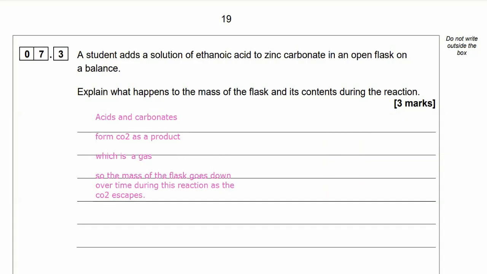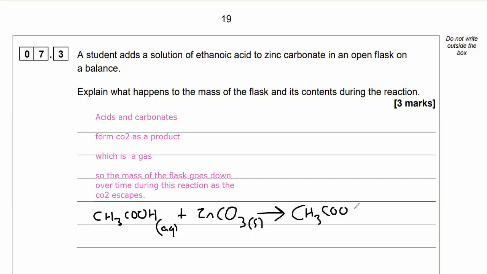And here is the equation for this reaction. Not that you need it to score the 3 marks. You just need what we've written there. So the equation is CH3COOH. That's ethanoic acid. You need to know that formula off by heart. Plus zinc carbonate, ZnCO3. And that is going to make zinc ethanoate, which is the salt that's going to be made. I won't bother balancing it. Plus H2O plus carbon dioxide, a gas that comes off. There we go. And that's why the mass goes down. Super. Let's move on to the next question.